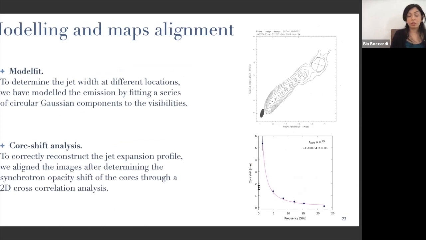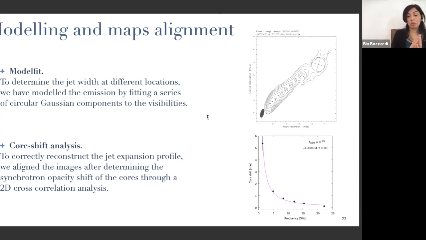So in order to determine the jet width at different locations, we have modeled the data by fitting a series of circular Gaussian components to the visibilities. Here you can see an example from the 22 gigahertz image. So basically, we assume the jet width to correspond to the full width at half maximum of this Gaussian. And then to reconstruct the expansion profile by considering different frequencies, it was necessary to correct for the core shift effect, which I mentioned before.